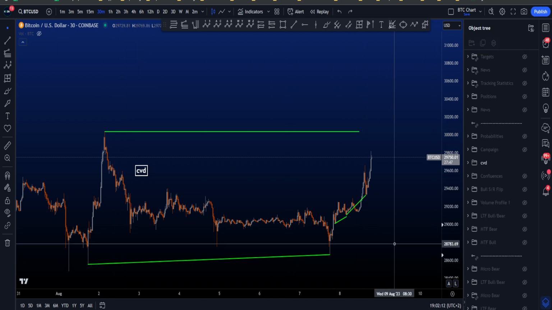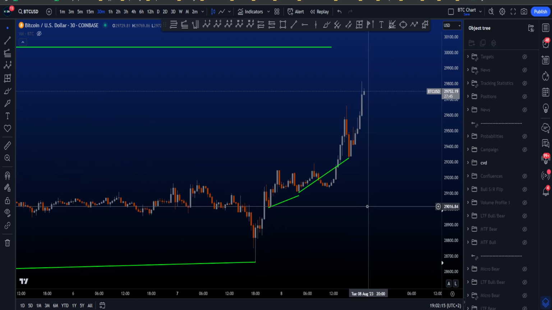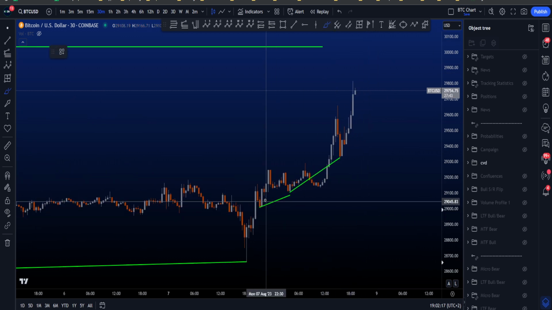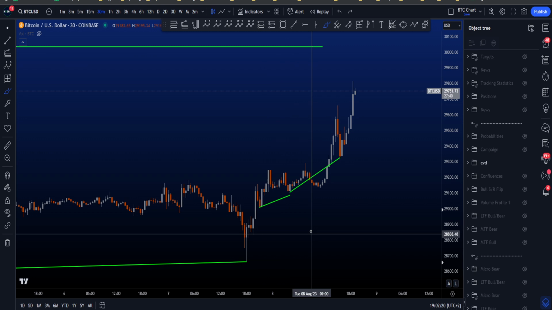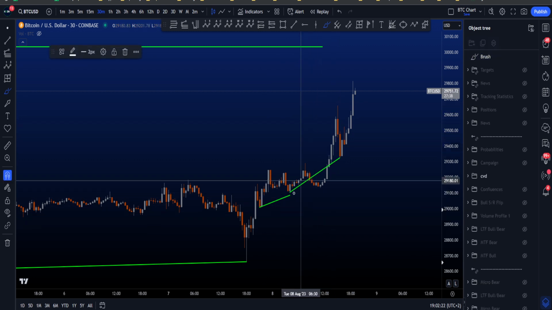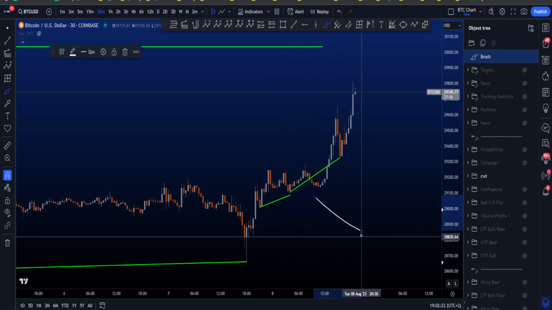And then on the more local and lower time frames, we also had CVD divergences building with the drops. So over here, higher low on price, lower low on CVD. I'll show you in a second. And with this drop as well, higher low on price, lower low on CVD.